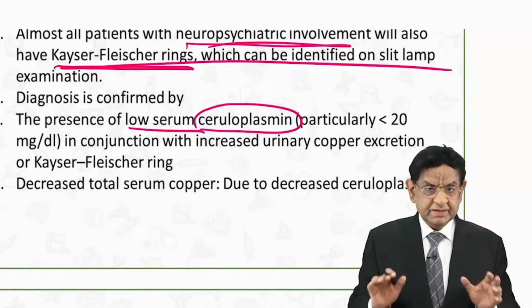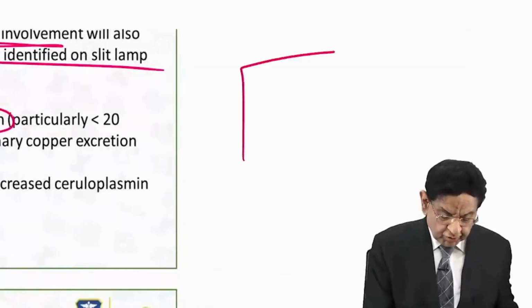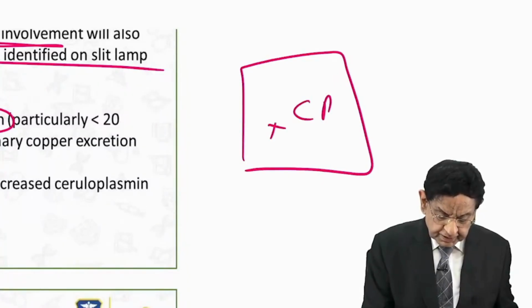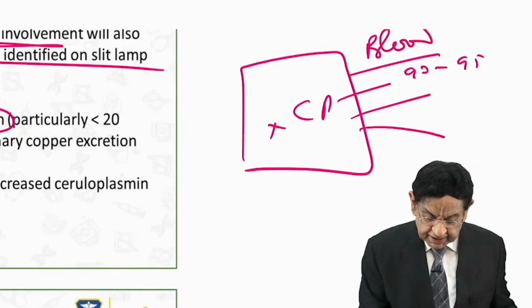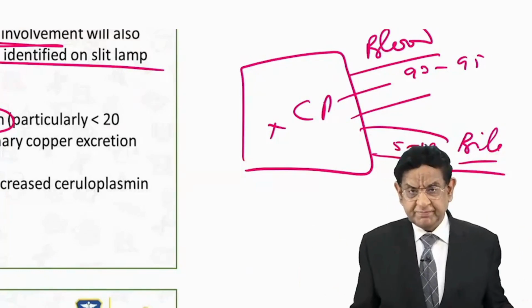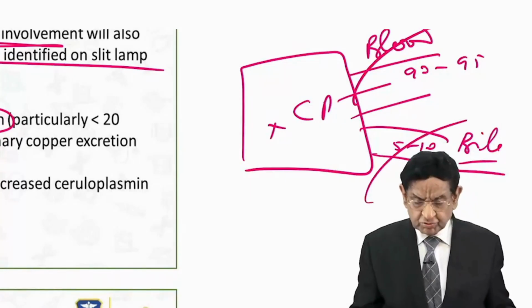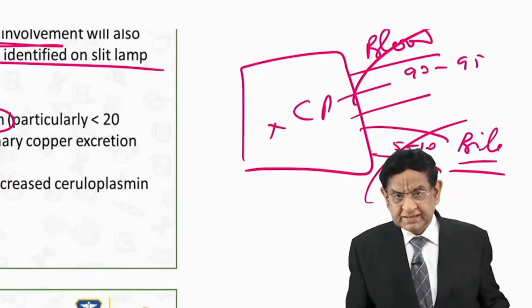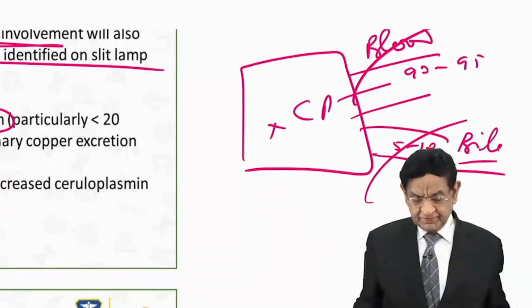But here, ceruloplasmin is not being made, so there is no ceruloplasmin. Normally it goes to the blood, 90 to 95%, and 5 to 10% goes to the bile. Since no ceruloplasmin is made, neither will it go to blood nor to bile. So that's why there is no ceruloplasmin. Ceruloplasmin secretion is impaired, the basic pathophysiology we learned.